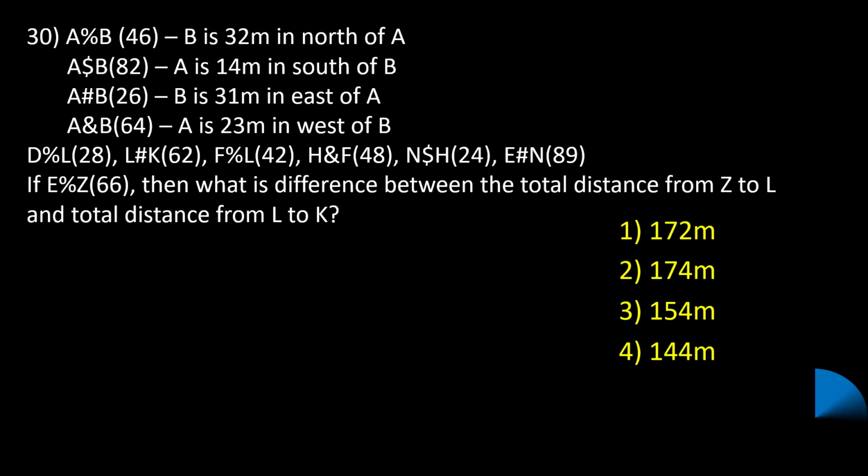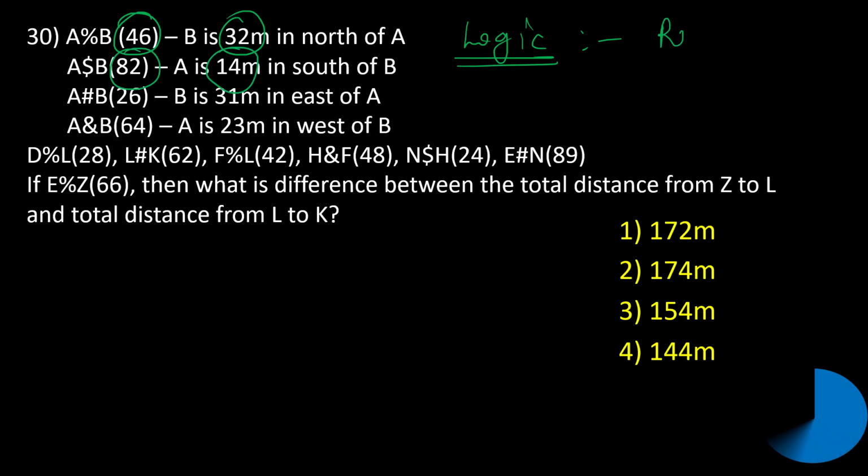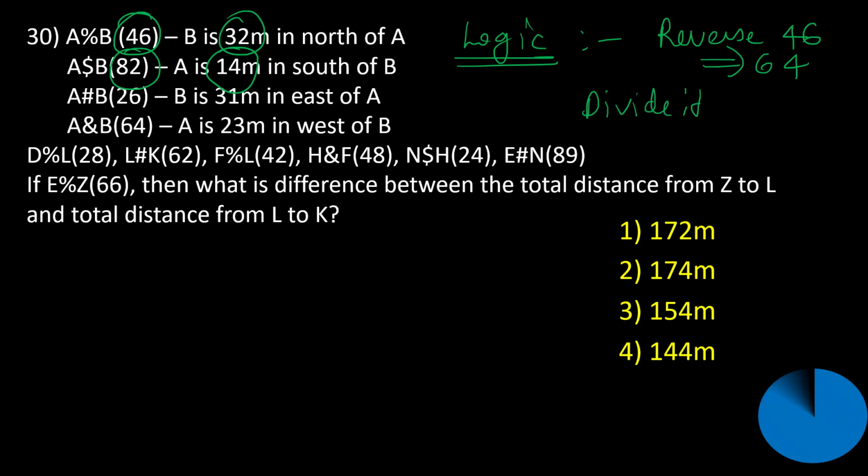See, what is the logic used here, students? Carefully see, from 46, 32 came, and from 82, 14 came. What is the logic here? First, you need to reverse the number 46 to 64, and then you need to divide it by 2. 64 divided by 2, you will get 32. That is the logic. Same way you need to solve all of these.